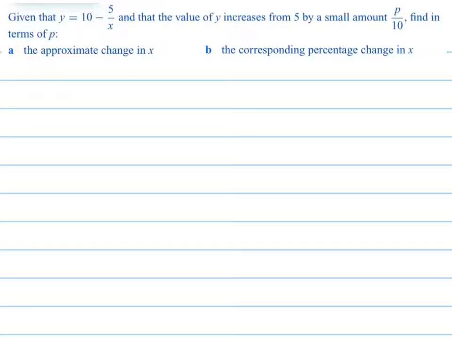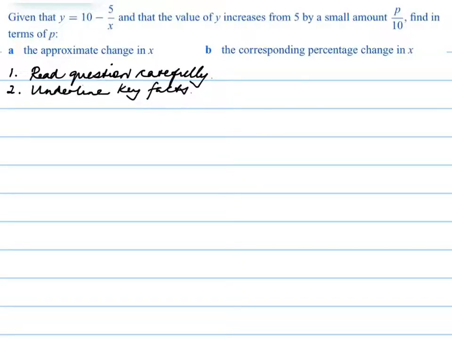What we can easily do, I'll show you. Read the question carefully, of course you've got to do that, and then underline the key facts. So let's do that. That's the function. And yes, they're changing the value of y. It's changing from 5, so that's ground 0 for y, that's y0. And they're changing y by a small amount, p over 10, trying to confuse us with their pronumerals, but they won't succeed.